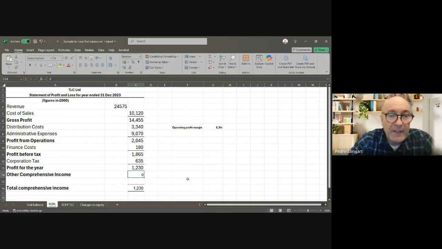What can I do with this comprehensive income? I can do two things. I can pay dividends, or I can keep it in the business. If I keep it in the business, the term that it has in accounting is retained earnings. So, in other words, this increases the value of the equity.